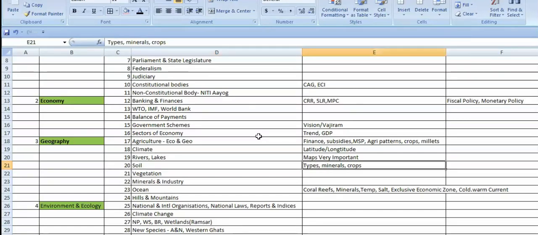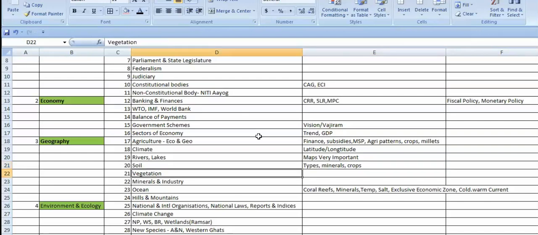Okay, and the crops that can be grown, like in black soil, what are the crops that can be grown? In red soil, what are the crops that can be grown? And in the mountain regions, like the basmati rice, where is it grown? So all these things you have to note down, very, very minute details in these topics.